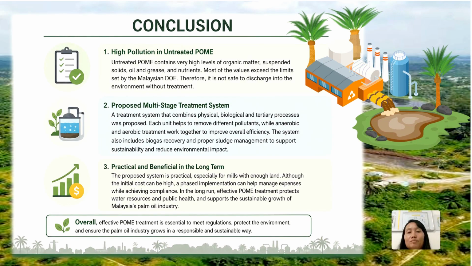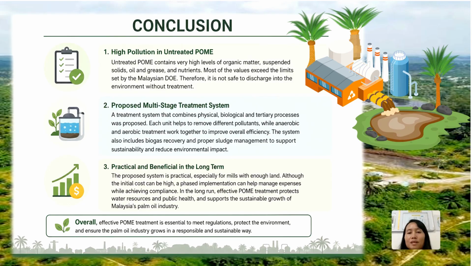I'm Dorothy Anaala. For the conclusions, this report shows that untreated palm oil mill effluent, or POME, has very high levels of organic matter, suspended solids, oil and grease, and nutrients. Because of this, it is not safe to discharge directly into the environment. The case study results clearly show that most of the wastewater characteristics fall above the limit set by the Malaysian Department of Environment, or DOE. Therefore, proper treatment is needed before it can be released.